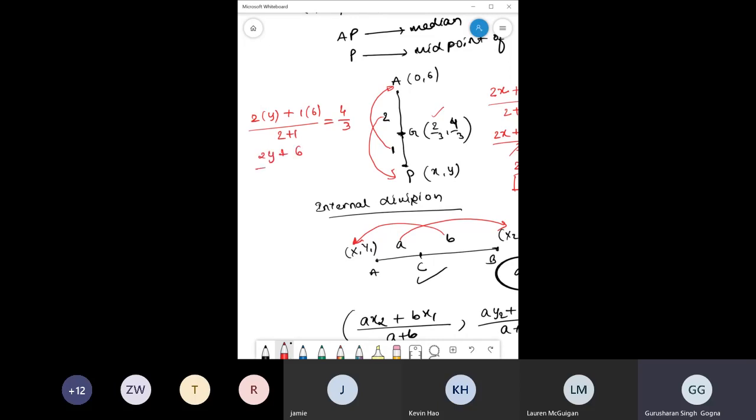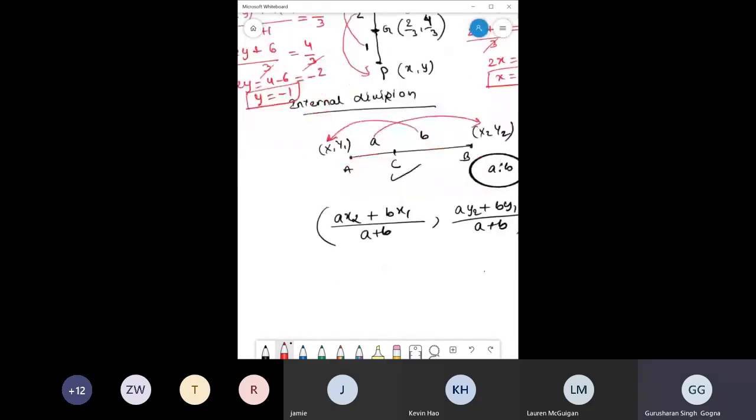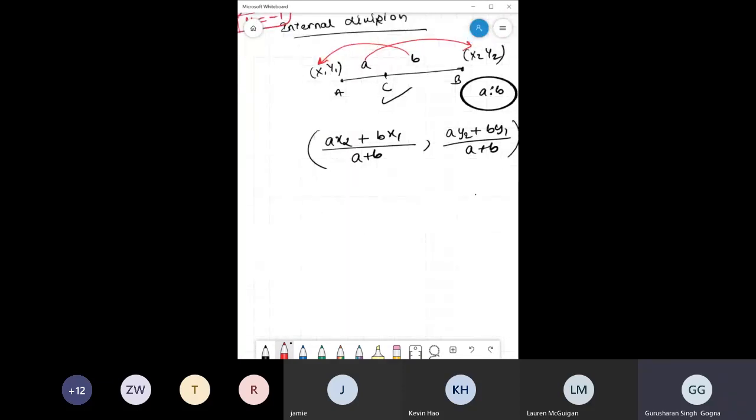So 2y plus 6 over 3 equals 4 over 3. 3 and 3 gone. 2y equals 4 minus 6, which is minus 2. So y equals minus 1. So I got the coordinate of P, which is 1 comma minus 1. So let us write down here. Point P is 1 comma minus 1. So that's the answer for the first part.